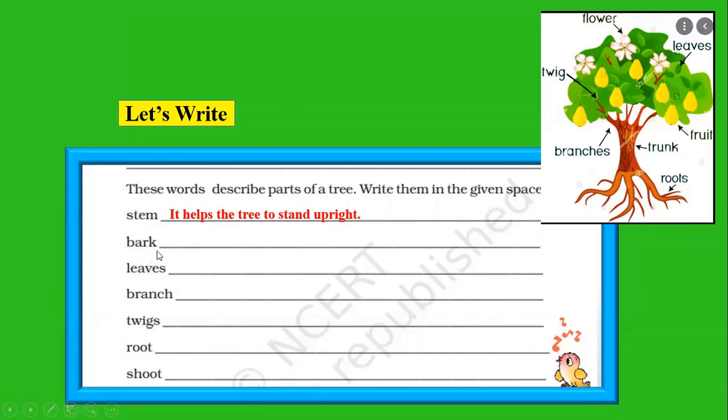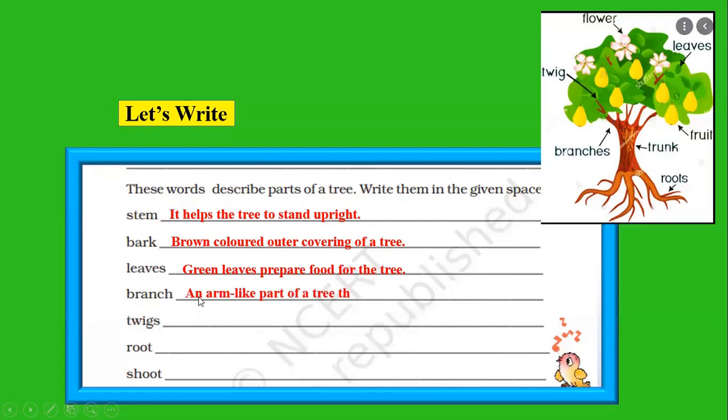Next comes the word bark. The brown colored outer covering of the trunk is called bark. So write down, children, brown colored outer covering of a tree. The next word is leaves. The green leaves of a tree help in producing food. So we can say green leaves prepare food for the tree. Next is the word branch. A branch, as you can see here, is the arm-like part of a tree on which leaves grow. So you can write down, a branch is an arm-like part of a tree that bears leaves.